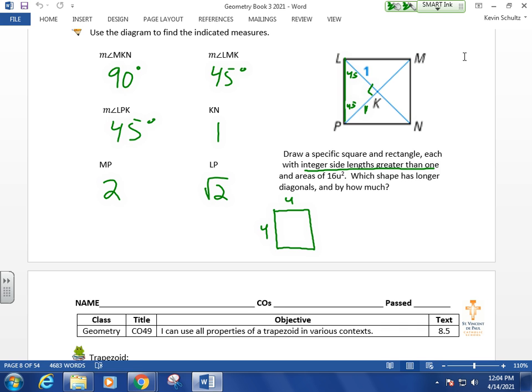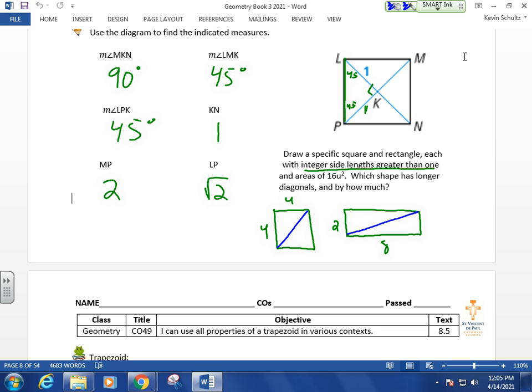And as far as your rectangle, to get an area of 16 with integer lengths, your options are either a 1 by 16, but because the lengths have to be greater than 1, I've boxed you into, get it, boxed you into a rectangle with dimensions of 2 and 8. And the question is, which shape has the longer diagonals and by how much? So there's a diagonal of the square, and here is the diagonal of the rectangle.